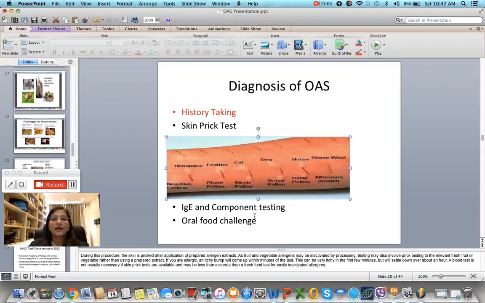But the gold standard is the oral food challenge, where you take the offending food and eat it in a supervised setting. But for oral allergy syndrome, it doesn't need to be in a supervised setting, because you would know when you get the tickling or the burning sensation in your mouth.